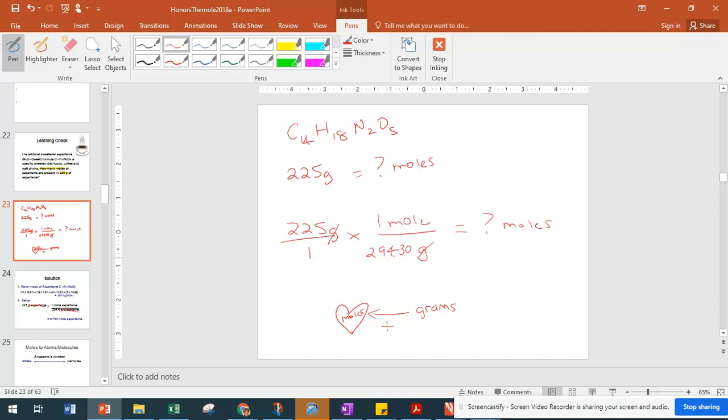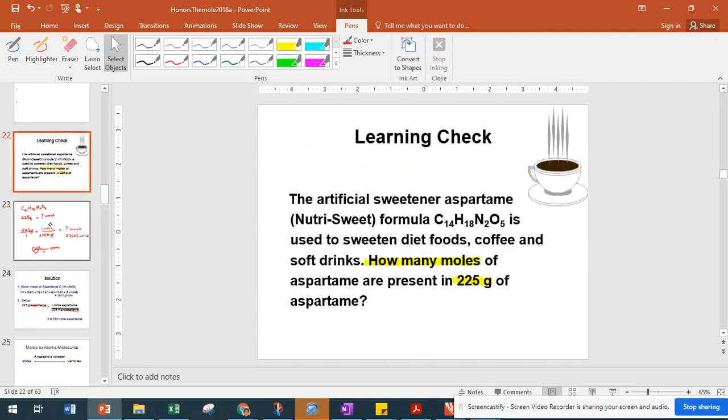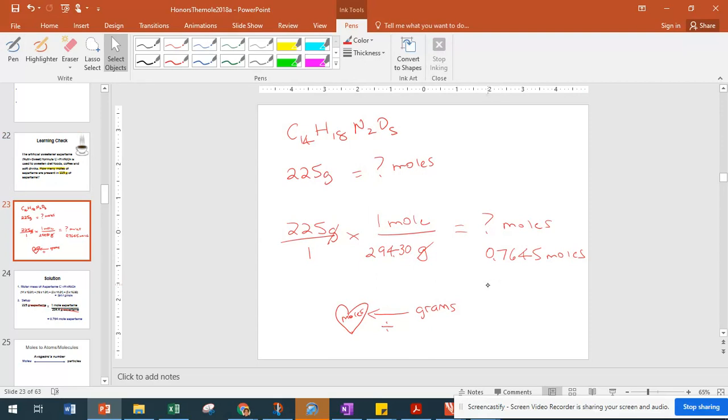When we do this, we're going to take 225 and divide it by that number. And when we do that, we're going to get 0.7645 moles. And remember, we were given only 3 sig figs, so we're going to round this to 0.765 moles. And we can abbreviate that as mol. Okay, so that's another problem.